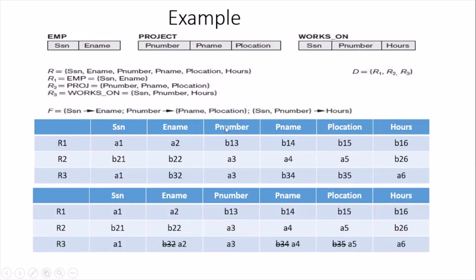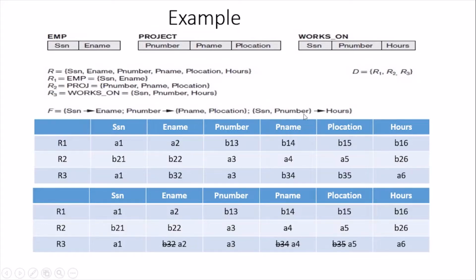Now take this P number, P name, comma P location. So take two columns, A4, A5. Here you get A4 and here you override this as A5, because if you have an A symbol, then that will be copied to other rows. So A4, A5 and A4, A5.